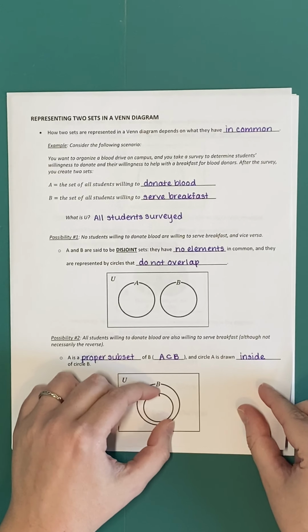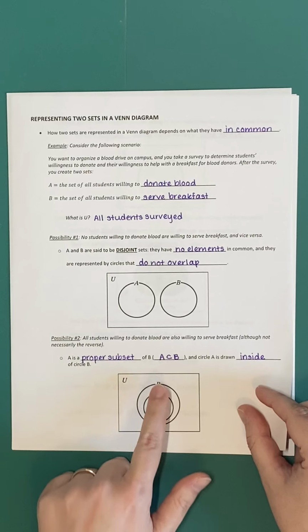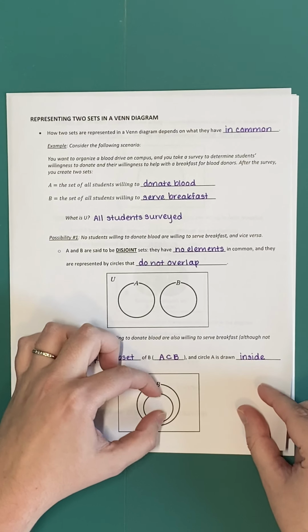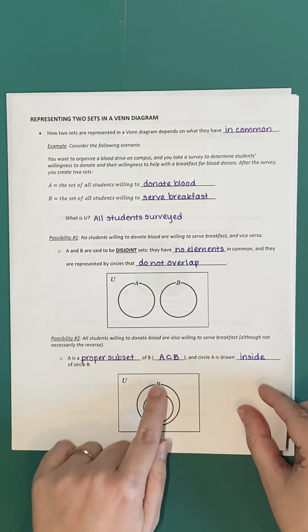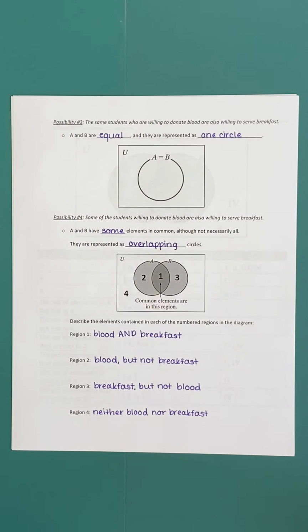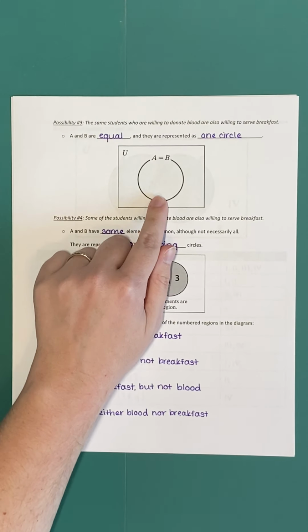So imagine enlarging the circle for A. The bigger the circle for A, the more in A that are also in B. If we were to enlarge it fully so that they overlap, then that means everyone in A is also contained in B and vice versa. So if they are equal, all we really need is one circle.